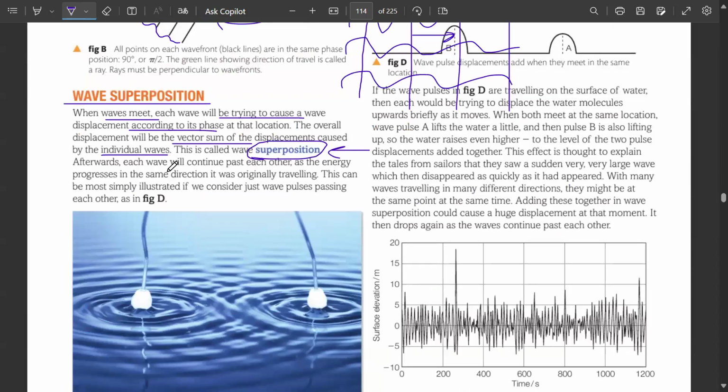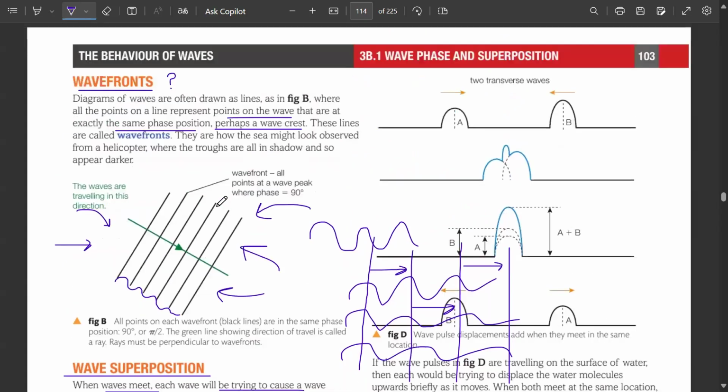And afterwards, each wave will continue past each other as the energy progresses in the same direction it was originally traveling. This can be most simply illustrated if we consider just wave pulses passing each other as in figure D as well. अब यहाँ पे देखो, ये अब दो opposite direction में आ रही हैं, they are going to collide। यहाँ पे हो गया.